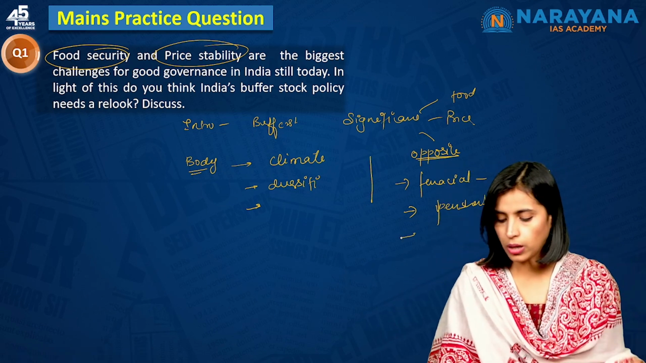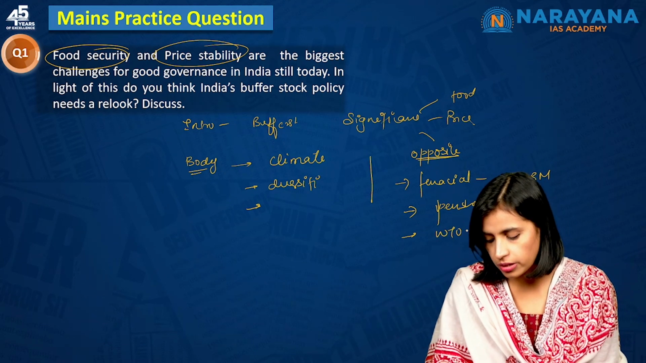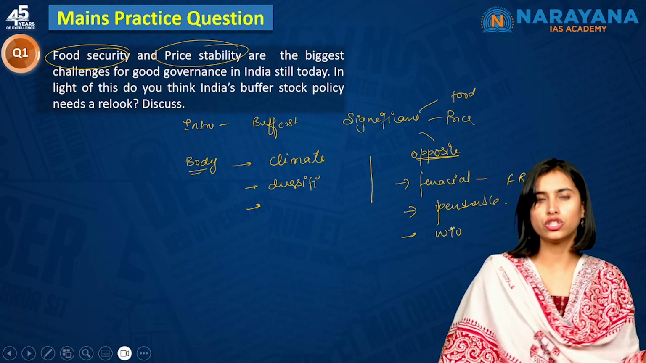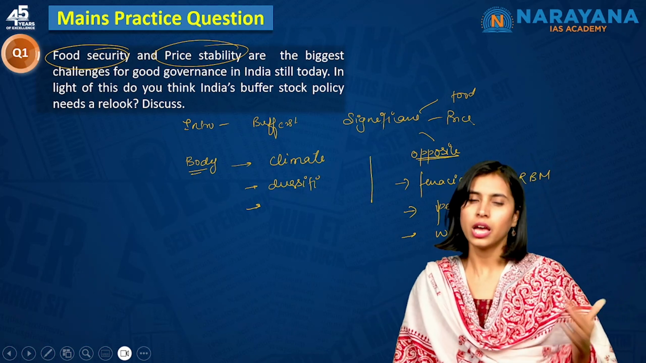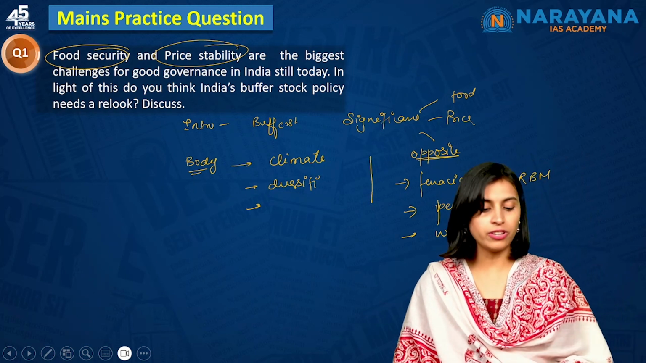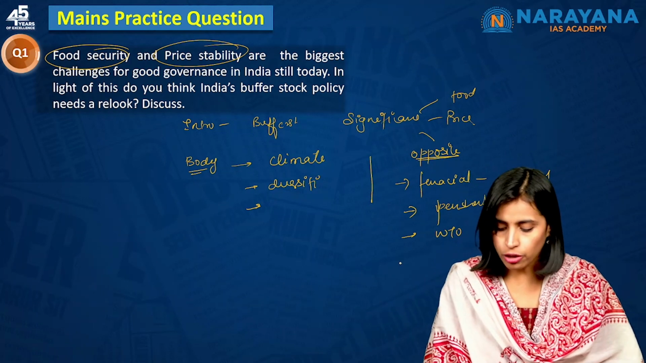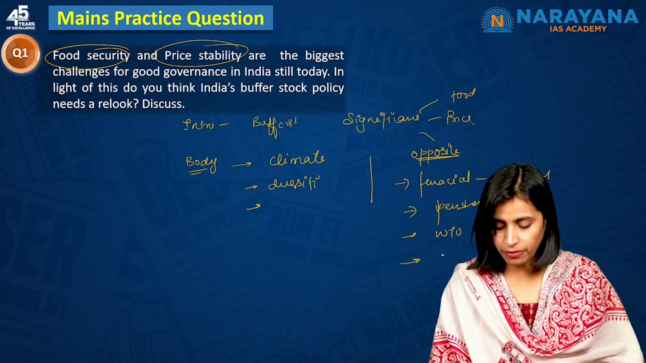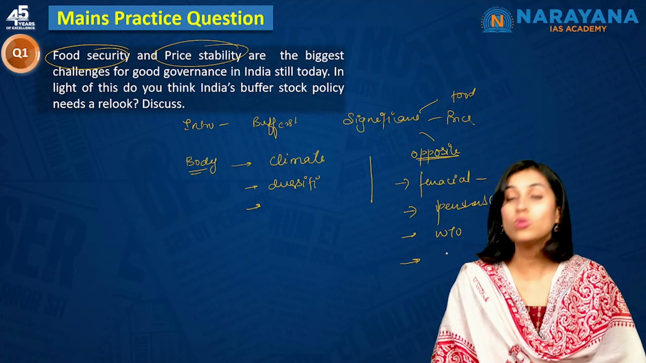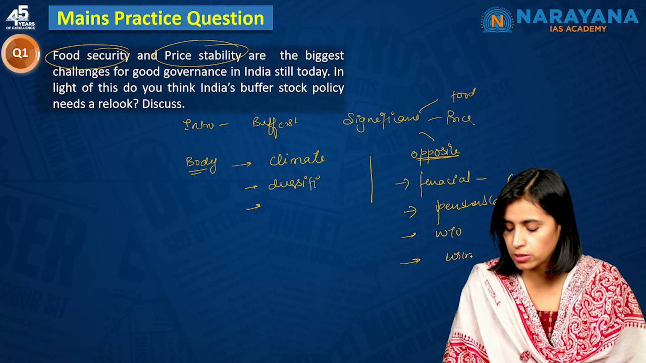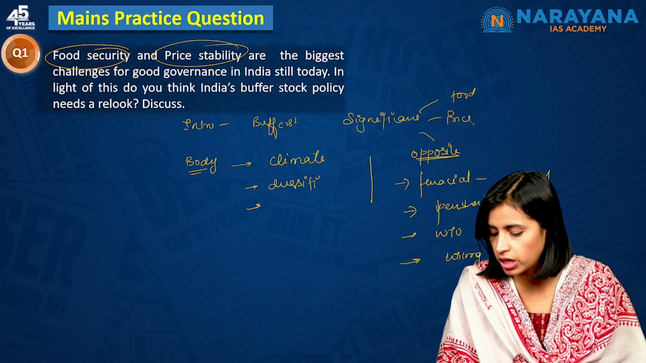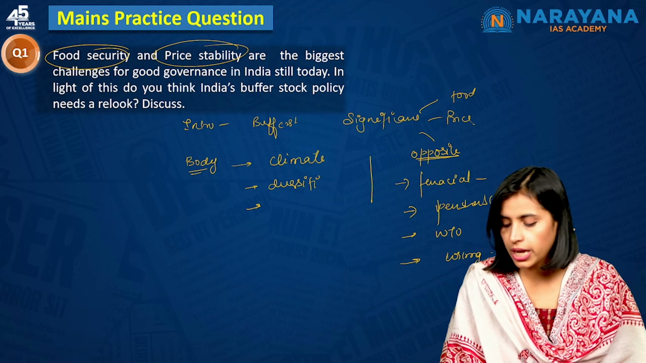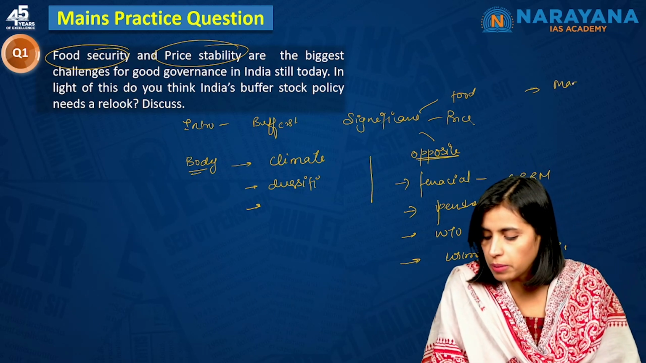Then you will talk about how it will undermine India's commitment in the WTO. It should not give subsidy more than a certain required level. In order to maintain a buffer stock, it will have to give a subsidy. Then you will also talk about how maintaining a buffer stock would also mean losing crops, because there is a lot of wastage over there. And you can also say this goes against the market mechanism as well.